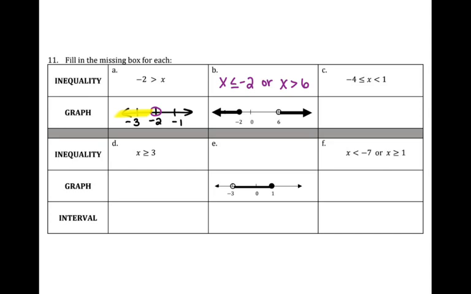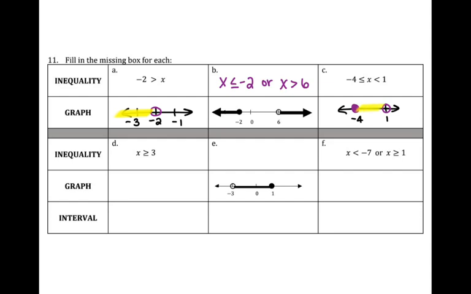And then for letter C, I have my inequality, so I just need to graph it on a number line. I have negative 4, positive 1, closed circle at negative 4 because of the or equal to, open circle at the 1, and x is in between those values, so I am going to shade right in between.